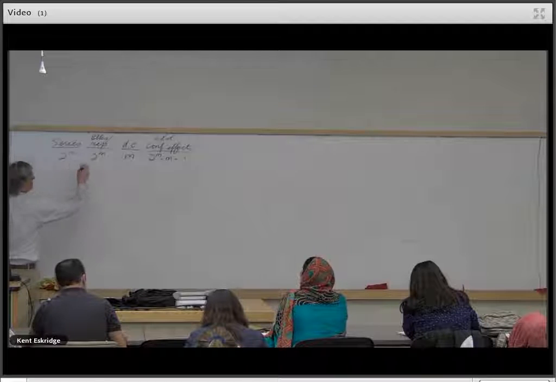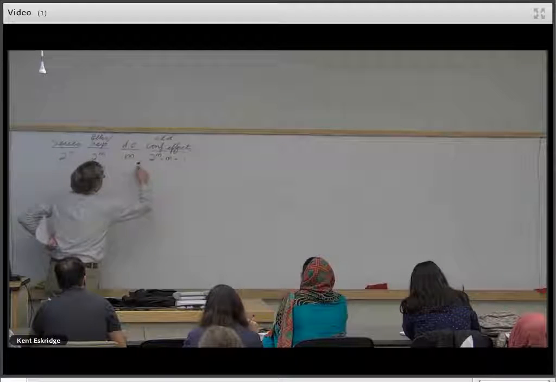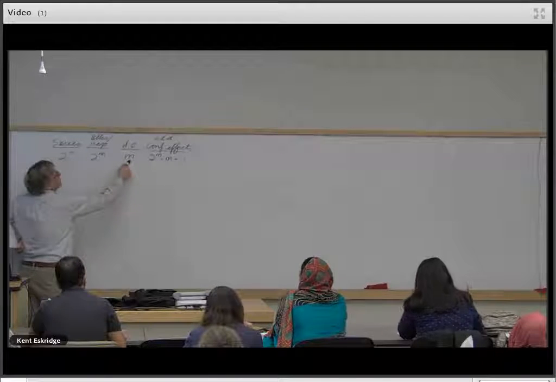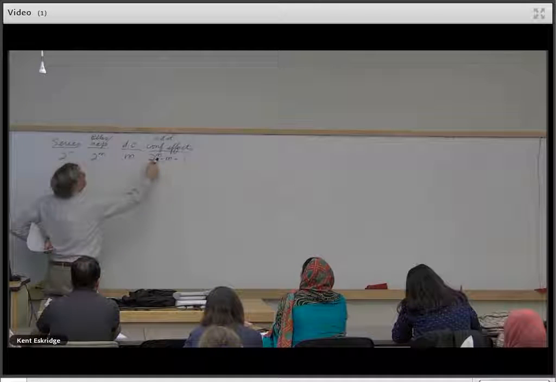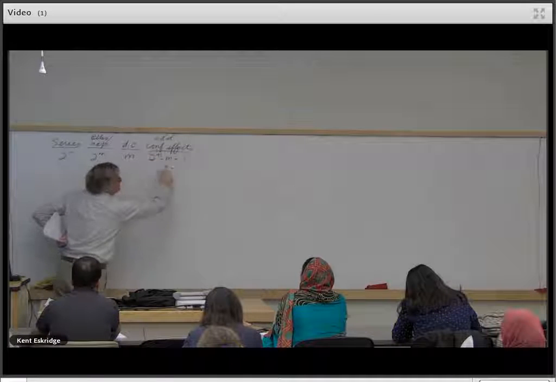Okay, so for the 2 to the n series, we have 2 to the m minus m minus 1 additional effects. So if m is equal to 2, then we just have 1 additional effect. So 2 to the, that'd be 4 minus 3 is 1 additional effect.